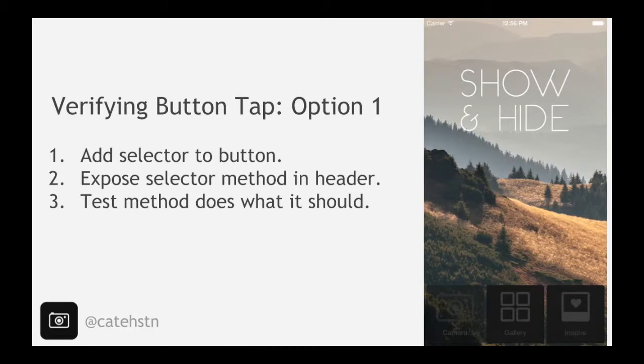The second is that we expose the method that should be called, and then we write a test that says this method does what we want it to. And the third way is that we get a button, programmatically tap it, and see what happens.